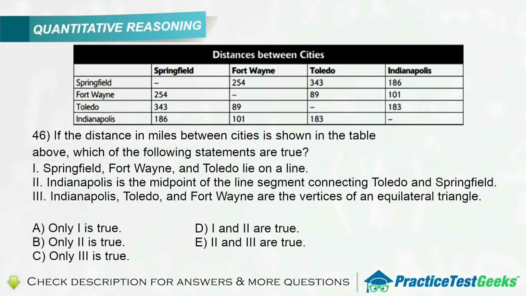A. Only 1 is true. B. Only 2 is true. C. Only 3 is true. D. 1 and 2 are true. E. 2 and 3 are true.